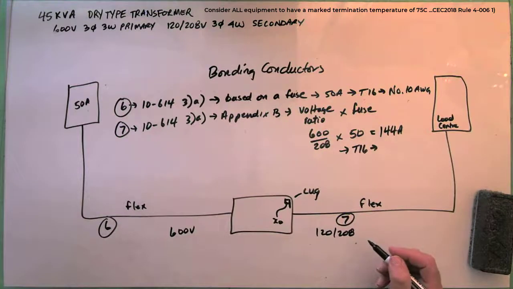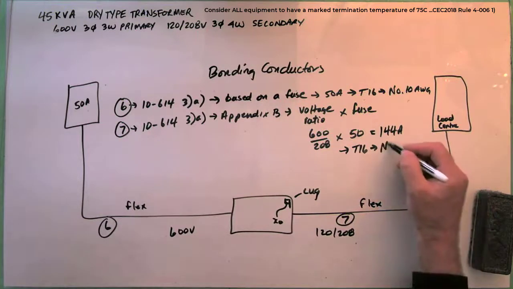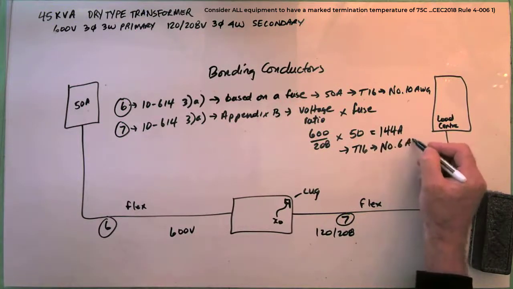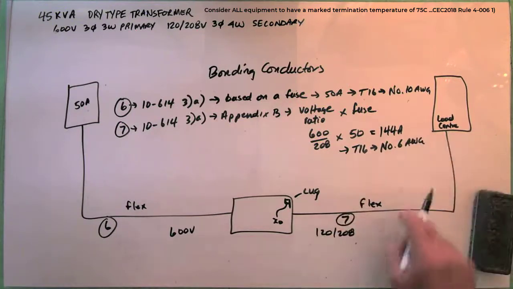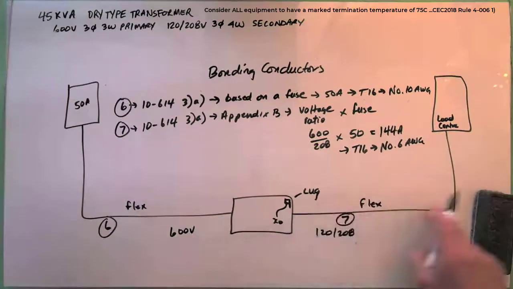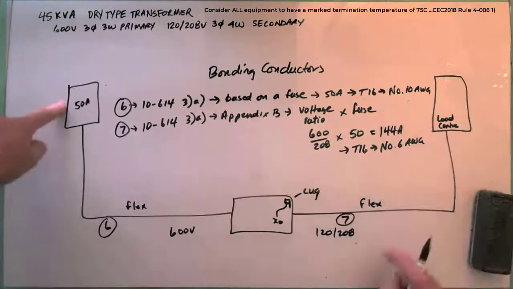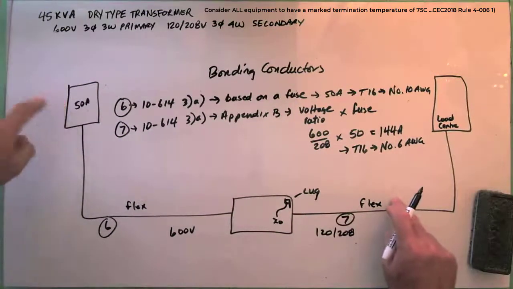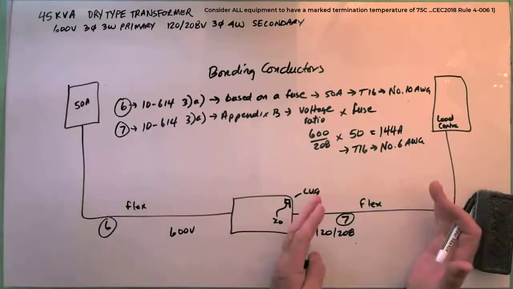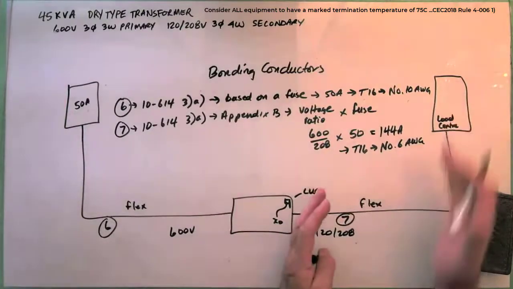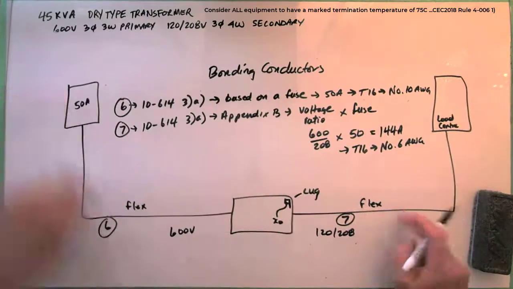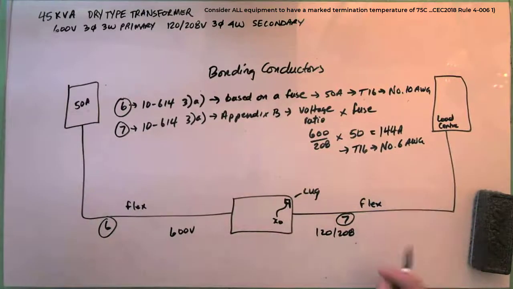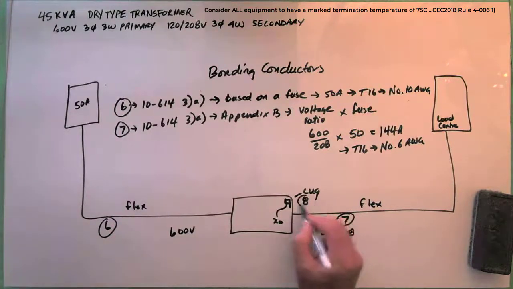Number 6. Did anybody put number 6? So I'm going to need a number 6 over here if flex was used, and I got my 2 aughts over here, and I got a fuse of 50. This bonding conductor here is based on a fuse, but there isn't one here. There's no fuse here. If there was, you would base it on a fuse, but there isn't. They're saying, take this fuse and the voltage ratio to size this bond. And the last thing is to size number 8.